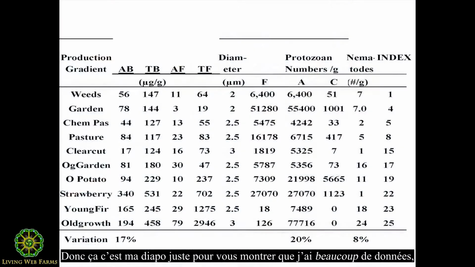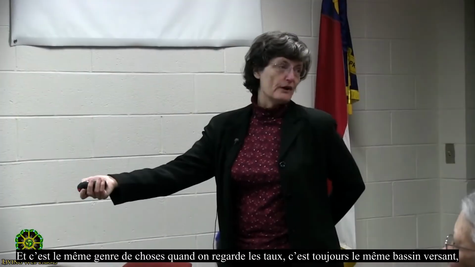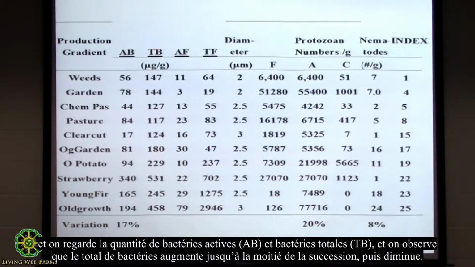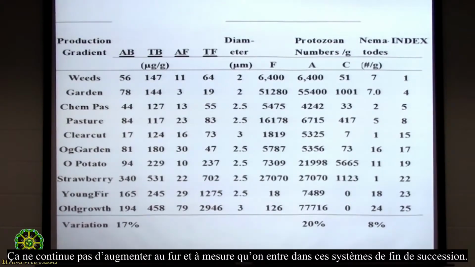So this is my slide just to prove to you that I have lots of data. We'll measure the volume multiplied by the density of that material, so we're comparing biomass. And it's the same sort of thing where we're looking at that gradient. This is all in the same watershed, from total weed field up to old growth Douglas fir forest. And we can look at active and total bacteria. And notice that total bacteria increases to about midway through succession and then levels off. It does not keep increasing as we get into those late successional systems.